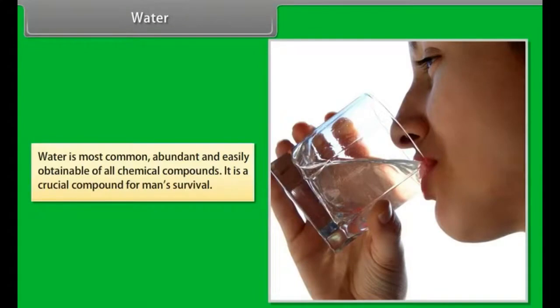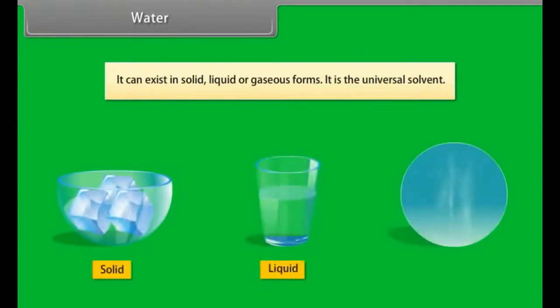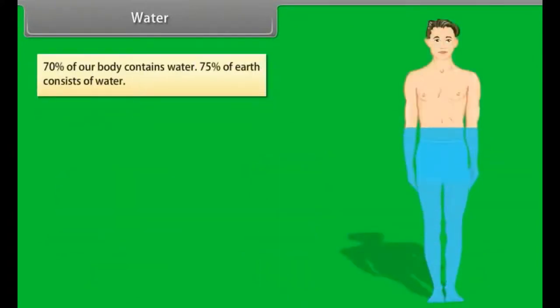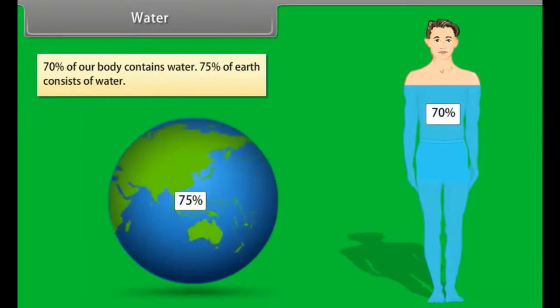Water. Water is most common, abundant and easily obtainable of all chemical compounds. It is a crucial compound for man's survival. It can exist in solid, liquid or gaseous forms. It is the universal solvent. 70% of our body contains water. 75% of Earth consists of water.